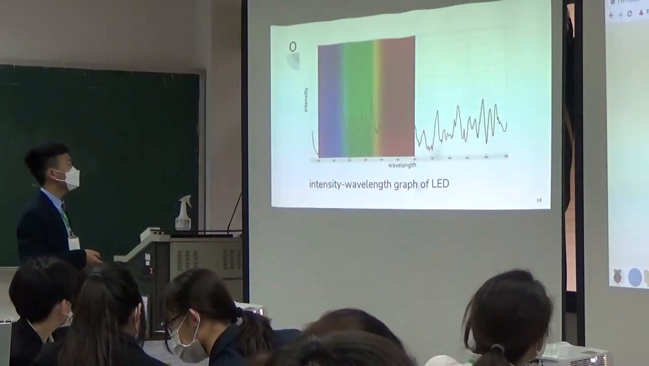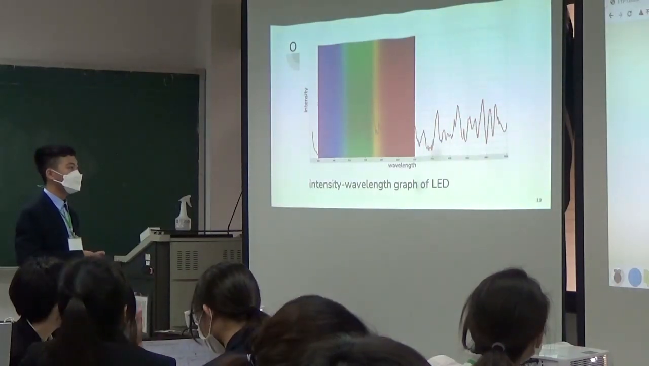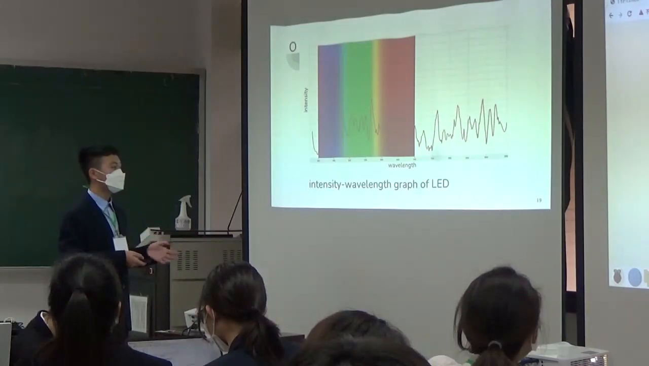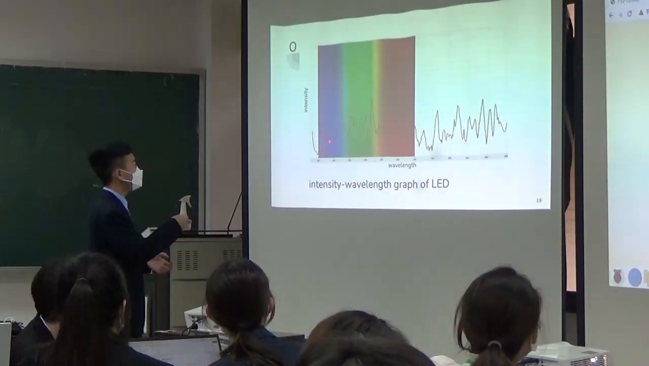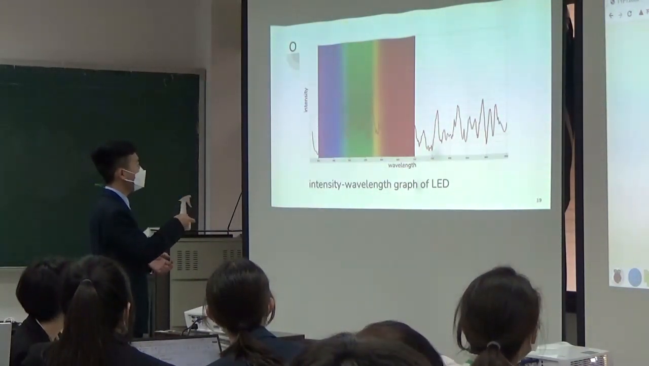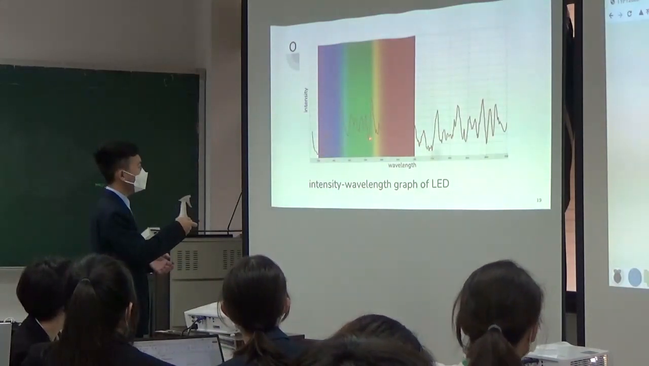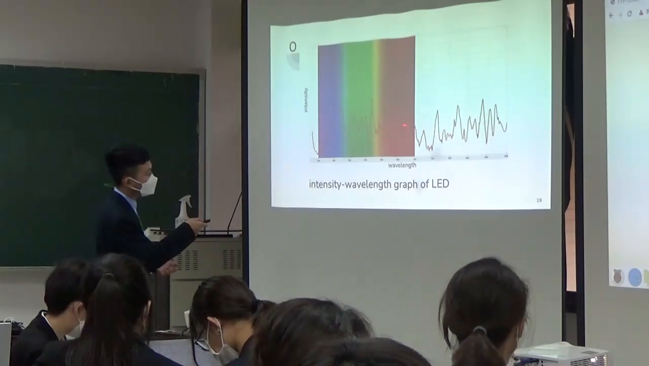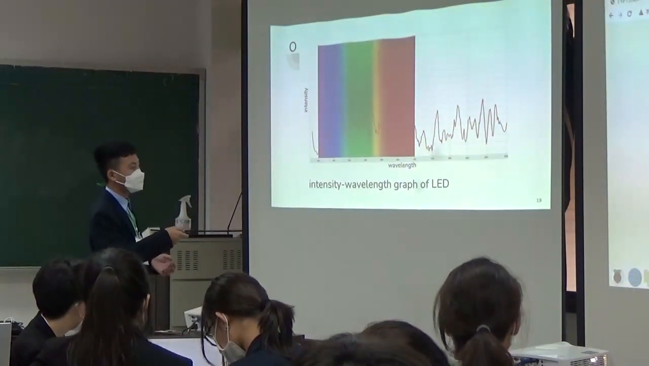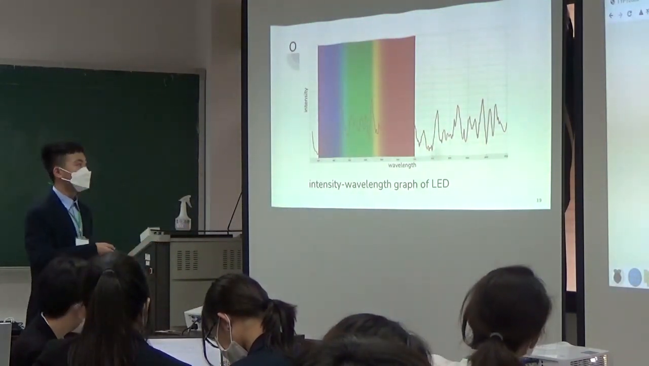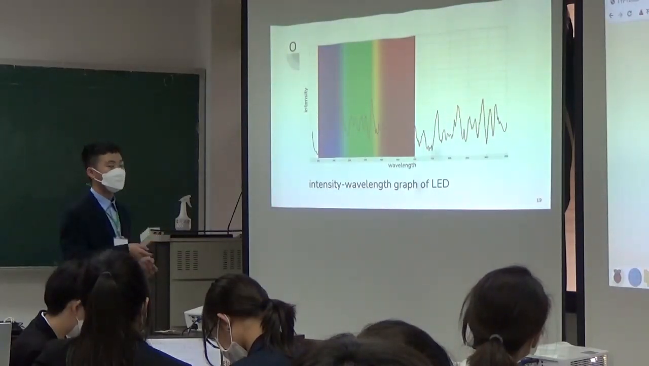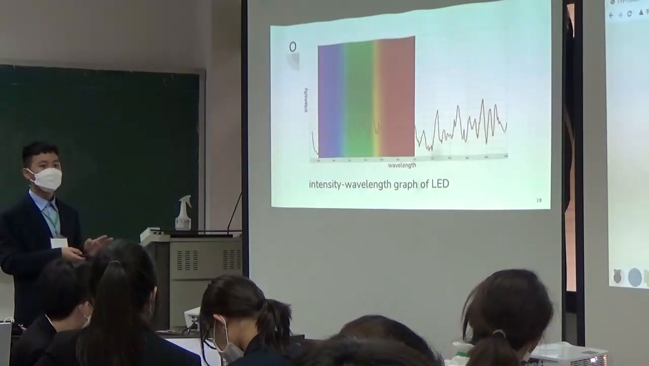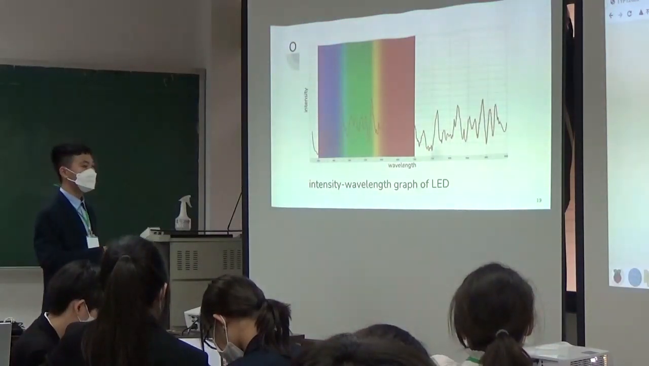This is just a pure LED light intensity versus wavelength graph. It looks like this. There is a blue peak here, a green peak here, a yellow peak, and it goes into a red peak over here. And this is just in the infrared region. We call this the background. In our experiment, the background should be almost constant.